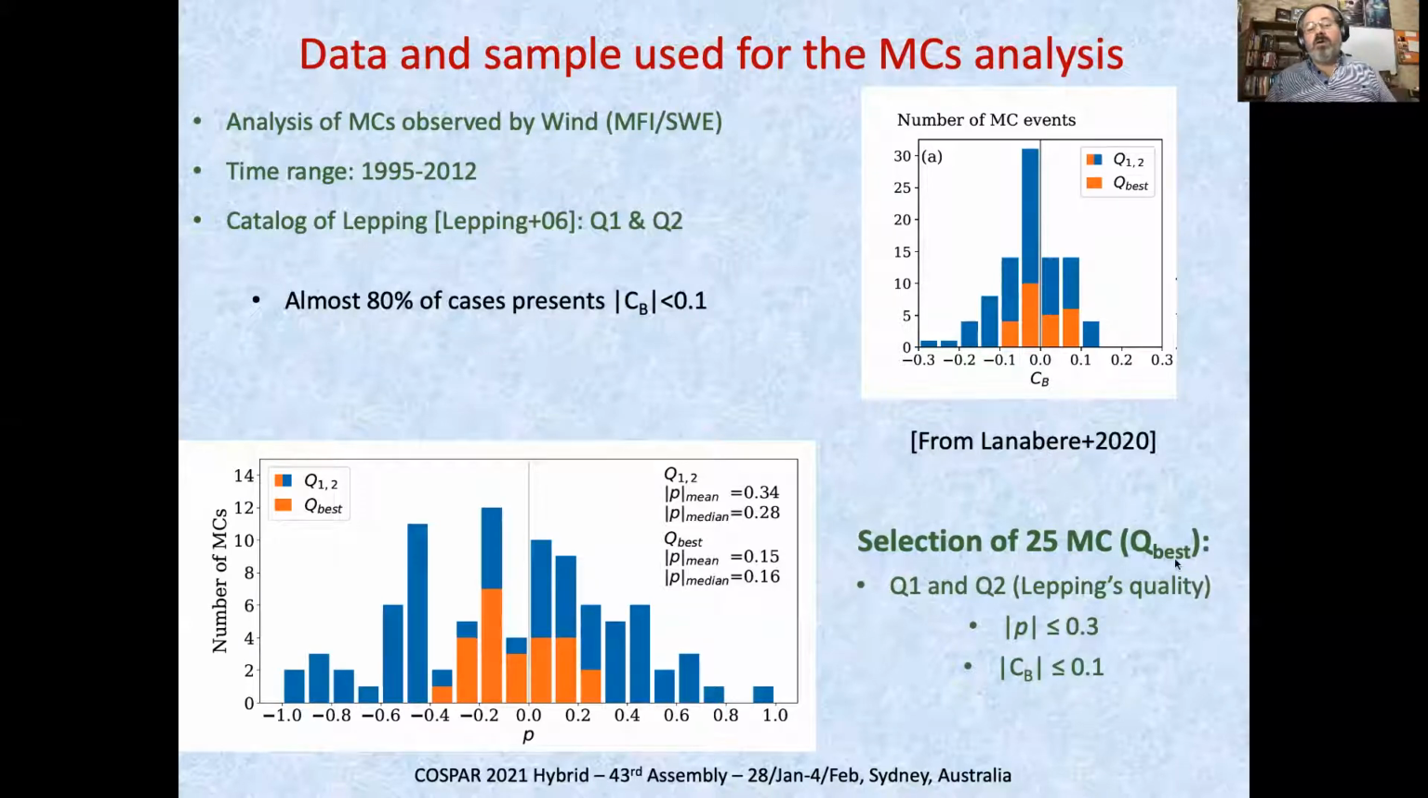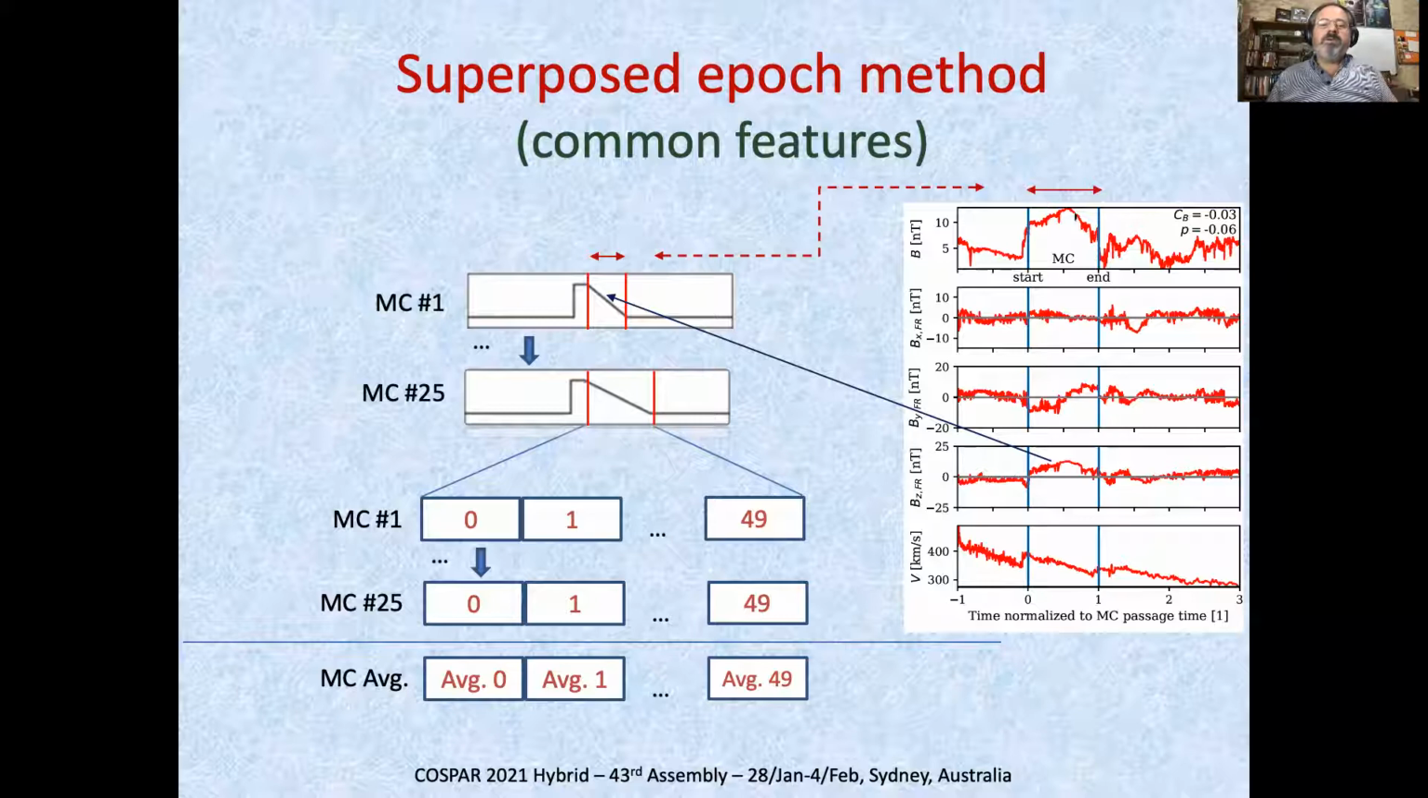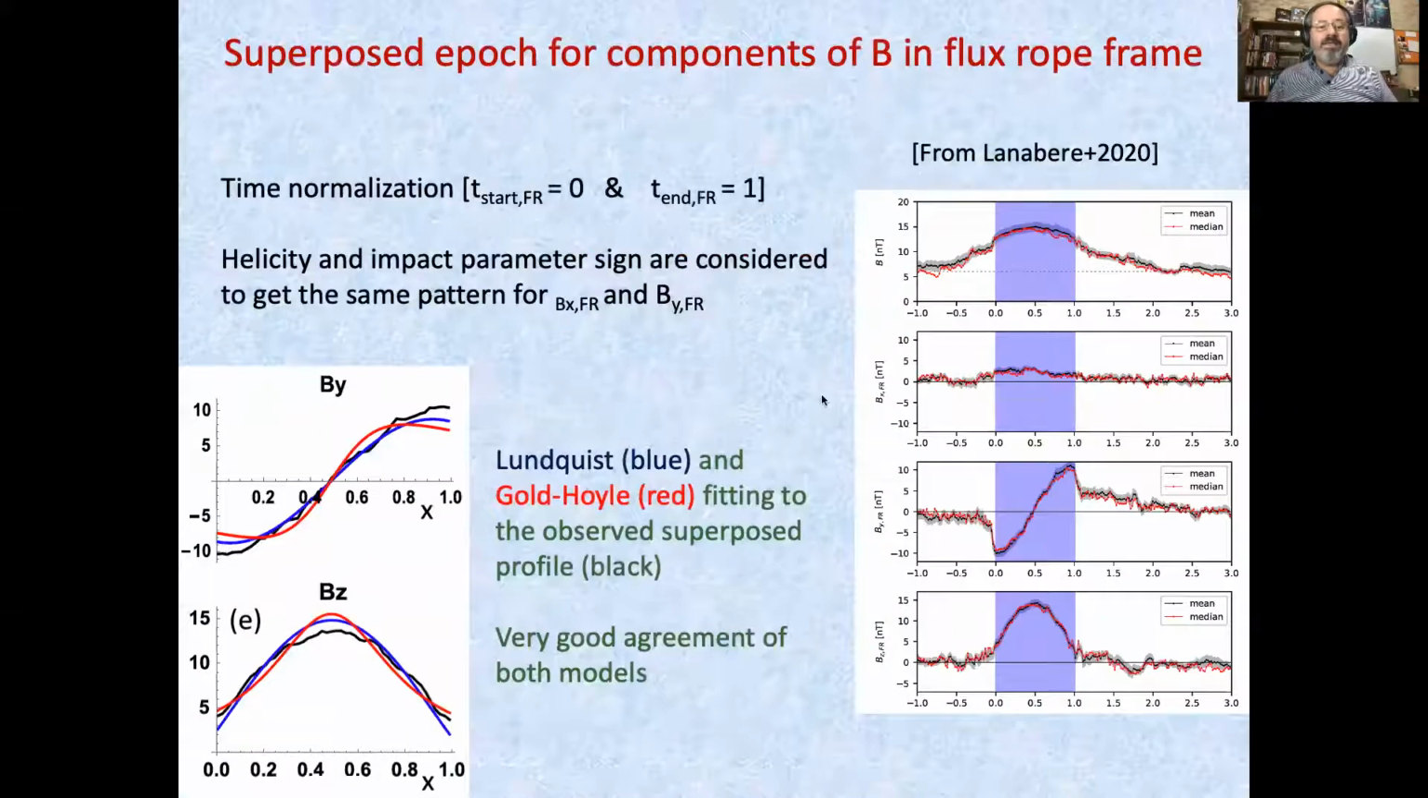which we call QBest. And then we apply to this sample the superposed epoch method, which is a very robust method because it reinforces the common properties of every event and tends to kill peculiarities of specific events. This method rescales the profile in the range of interest and defines bins, and for a given event, defines the profile in these bins, and then averages all the events. And then we obtain a typical average profile. And this is the result.